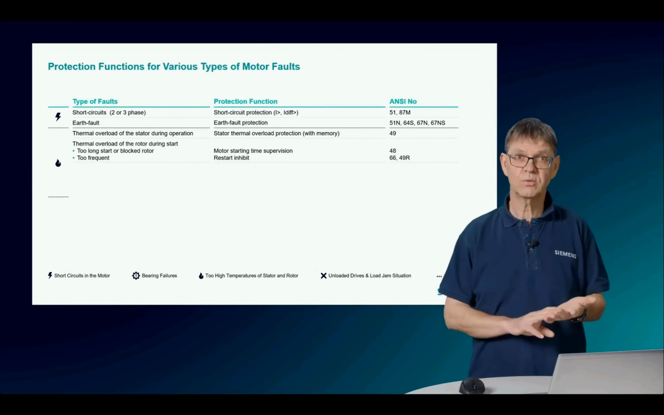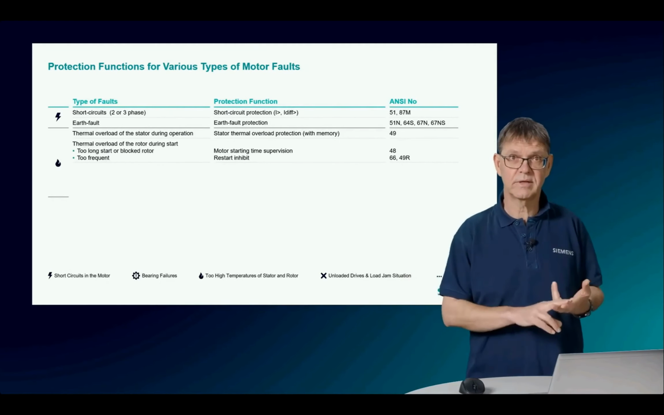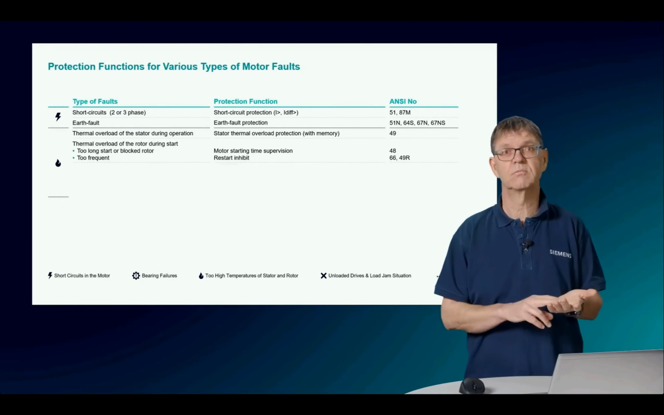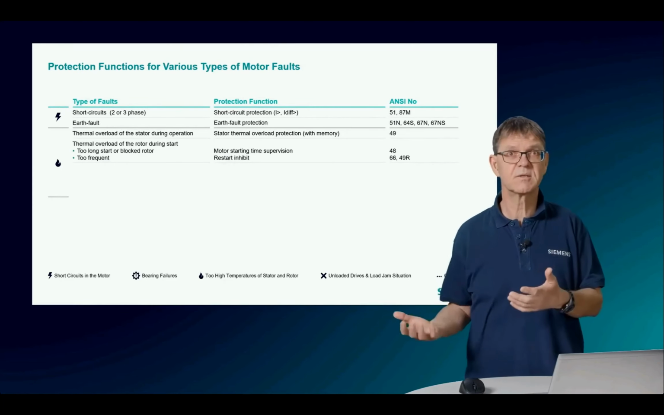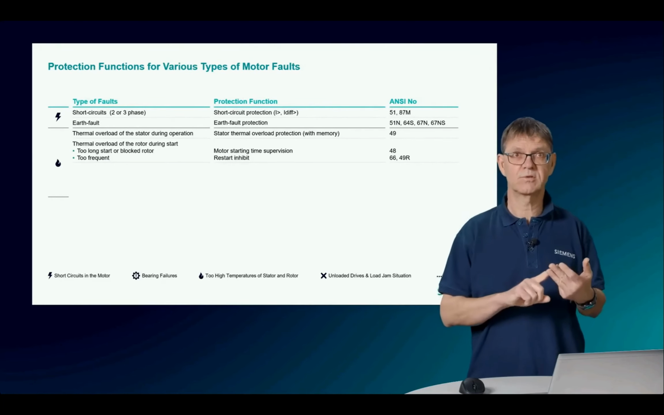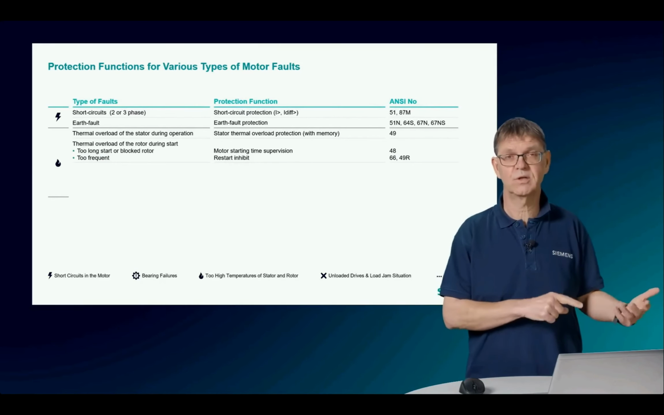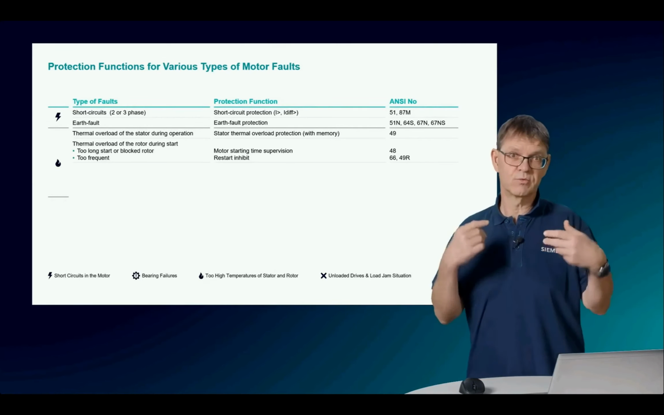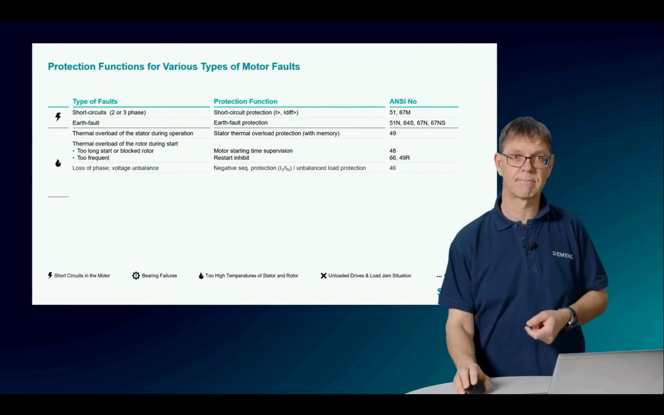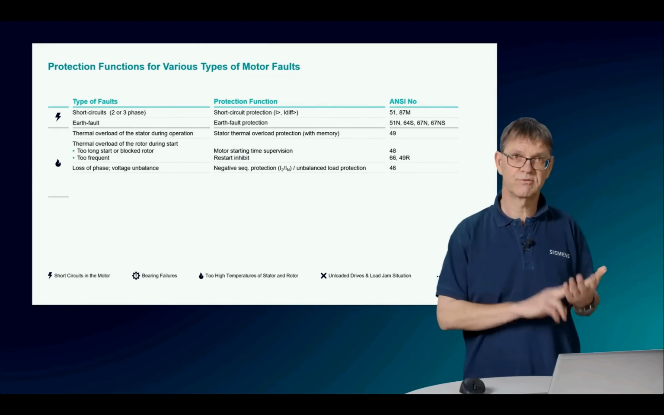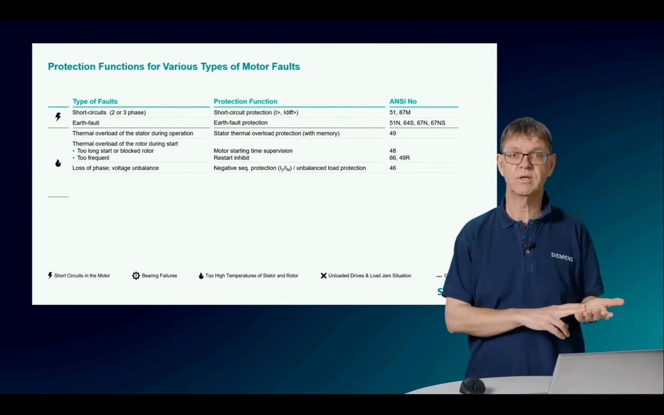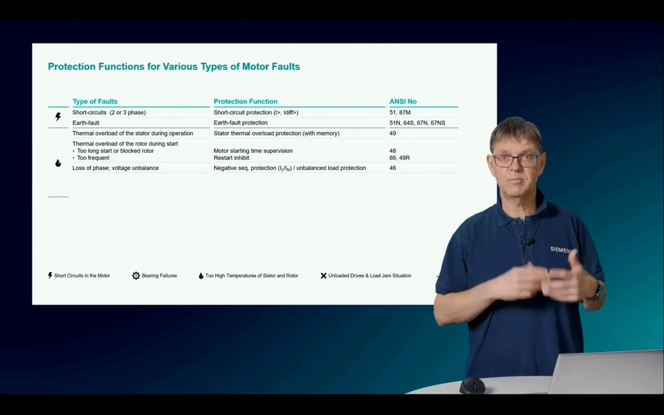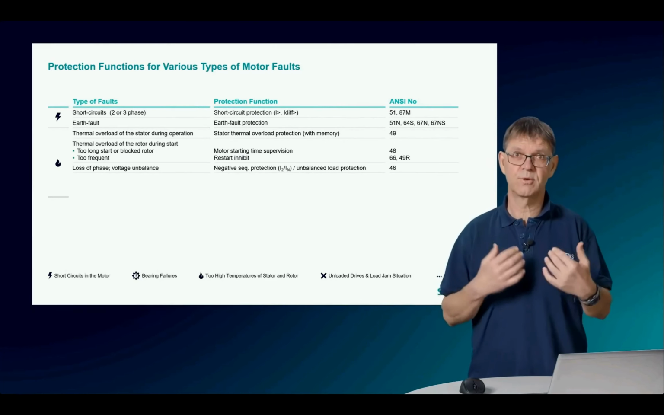Then for the rotor we have several cases to consider. First is a too long start of the motor. Here we have a starting time supervision, and we can also have too many starts in a row, one after the other, which harms the rotor. For this we have the restart inhibit protection function. Then we can have a loss of a phase or unbalanced voltages. Here we have a negative sequence protection or a dedicated unbalanced load protection, which also has a thermal model behind it.